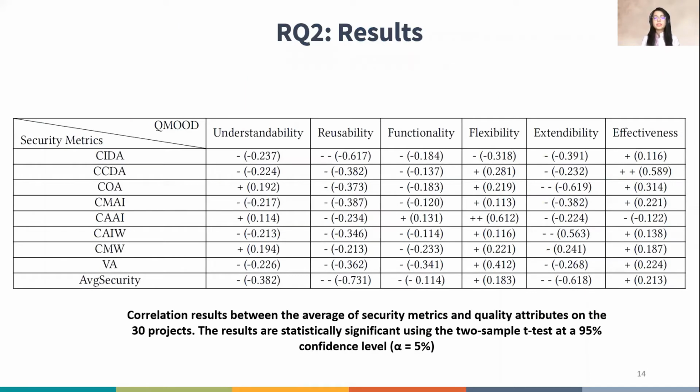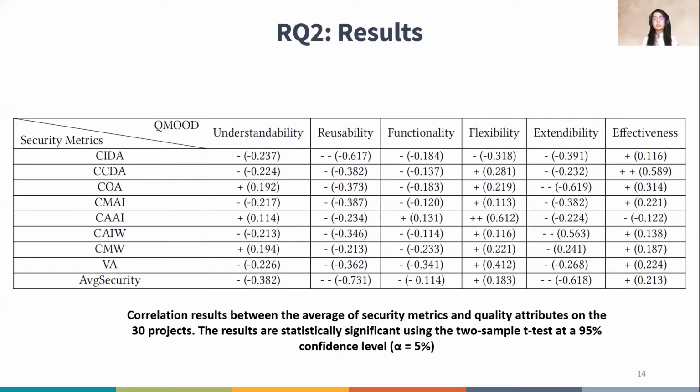So this table right here shows the correlation results between security and quality attributes. The quality attributes, which are understandability, reusability, functionality, and extendability, are all negatively correlated with the security metrics. On the other hand, flexibility and effectiveness are positively correlated with the security metrics.